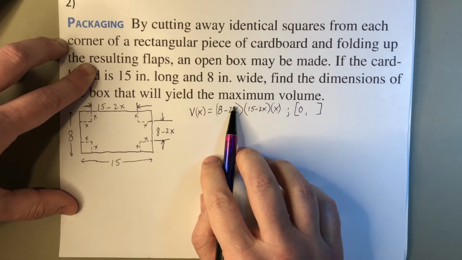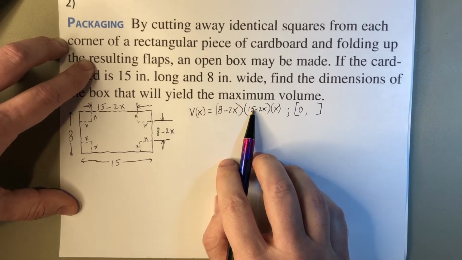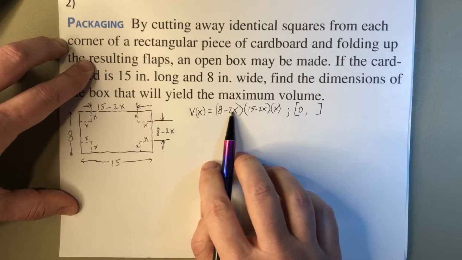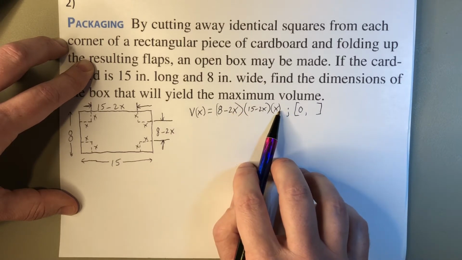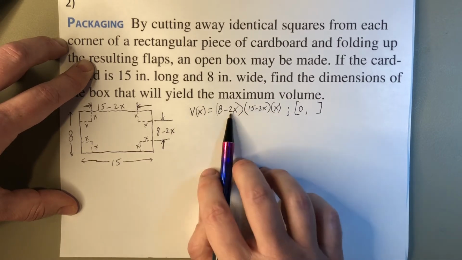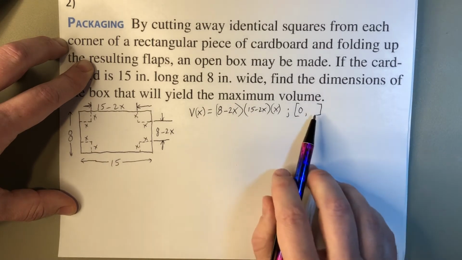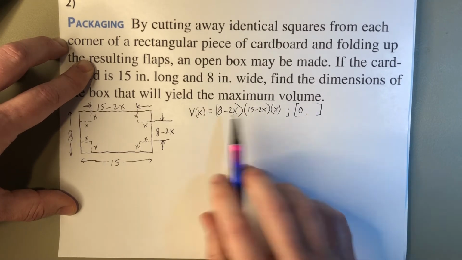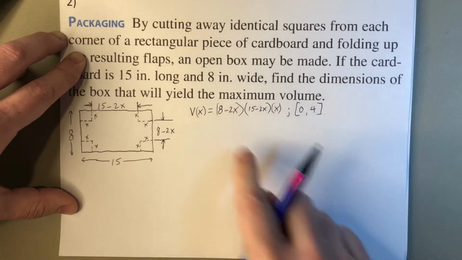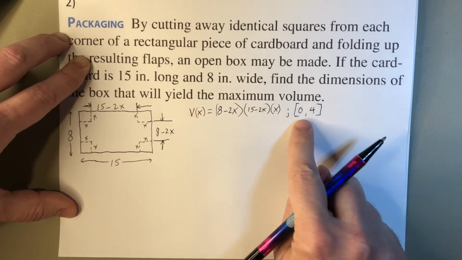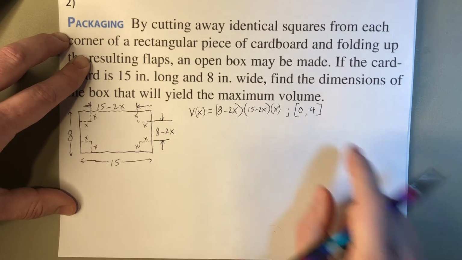If you picked a value like 5, for example, you're going to get a negative value here for the overall width. So you can't use anything greater than 4. So you're going to start with 0, and then you look at setting each of the remaining factors equal to 0, and put in the smaller of the 2x values. So the smaller of 2x values would be 4. There's your domain. That's where we're looking to determine the maximum volume from x equaling 0 to x equaling 4.